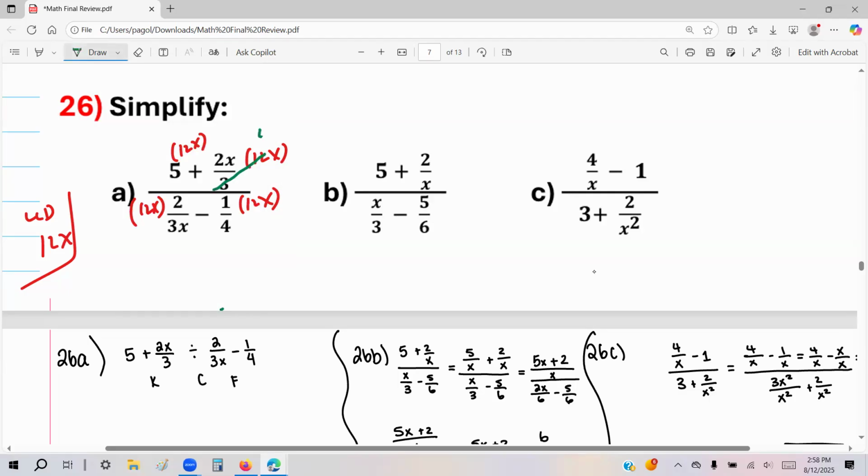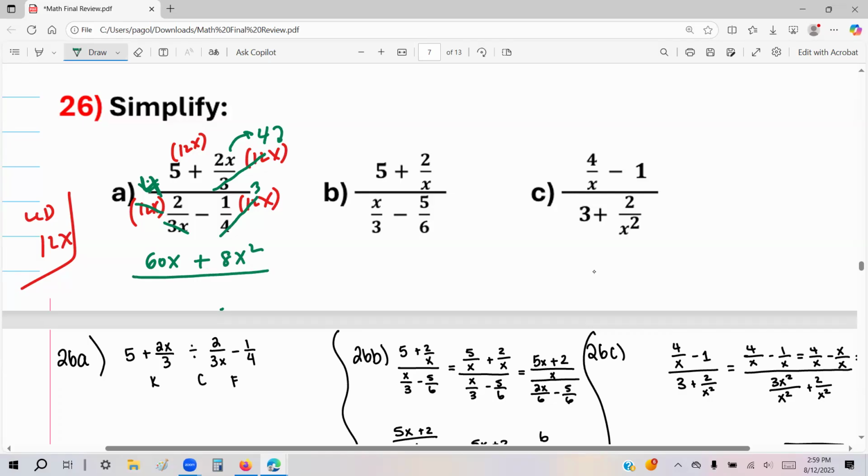3 cancels 12, left with 4. 3x cancels the 12x, left with 4. 4 cancels the 12, left with 3. See, no more denominator. So now you have to see what is left. 5 times 12x, 60x, plus 2x times 4x, 8x squared.